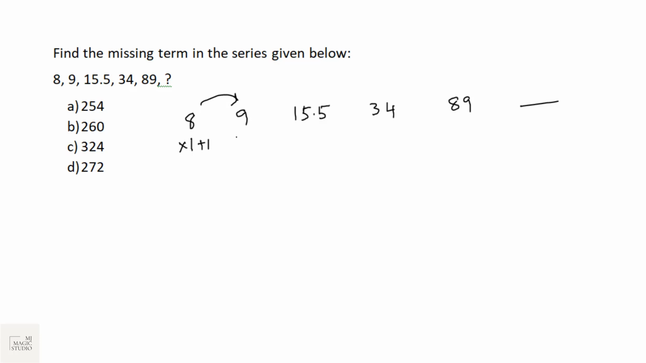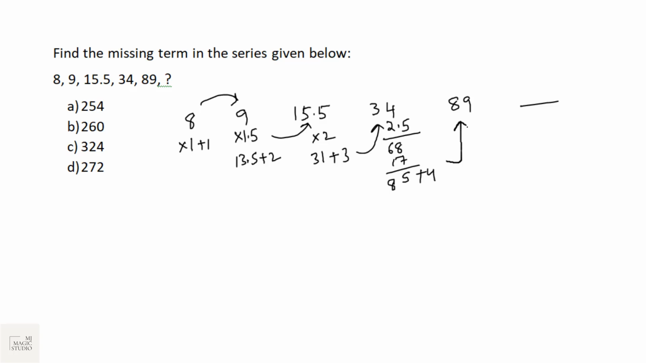But 9 into 2, no. 9 into 1.5 is 13.5 plus 2 is 15.5. Now 15.5 into 2 would be 31 plus 3, bingo, is 34. 34 into 2.5 is 68 and 17, that is 85. 85 plus 4 is 89, bingo.